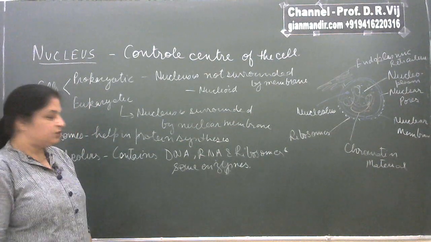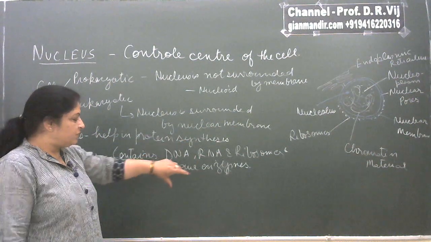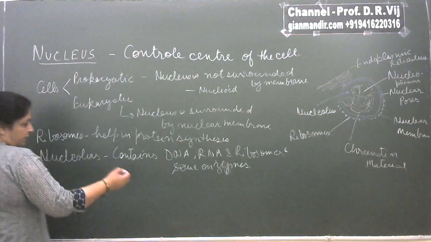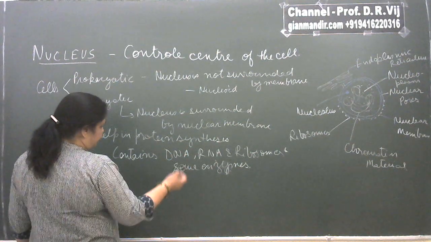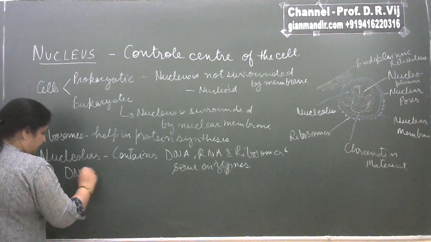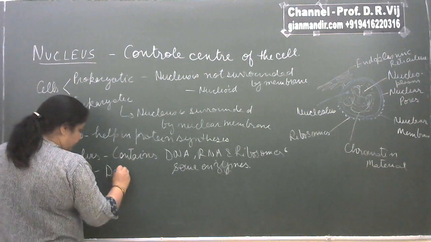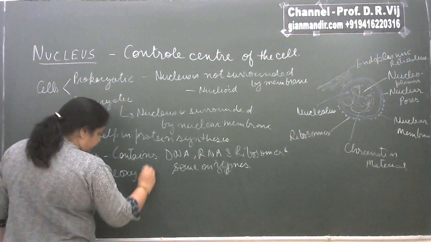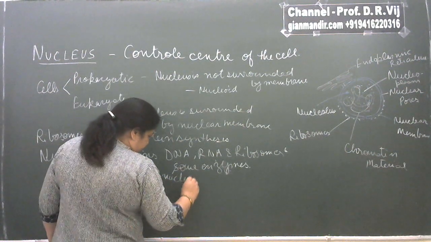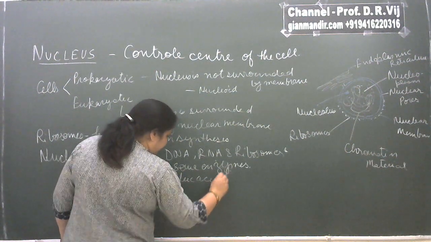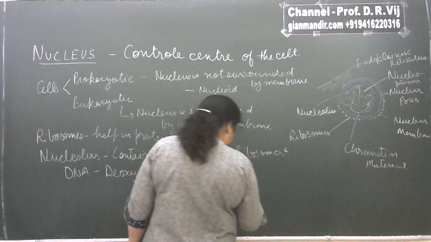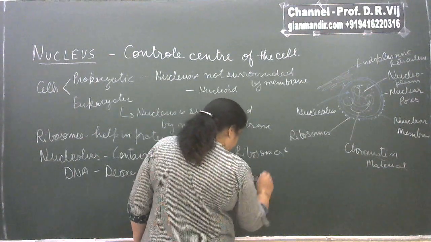And if you look at the function of all, they all together perform the process of photosynthesis, right? They all together help in the process of protein synthesis. So if we look at DNA, DNA is what? DNA stands for deoxyribonucleic acid, which is, you can say, the genetic material or hereditary material also.